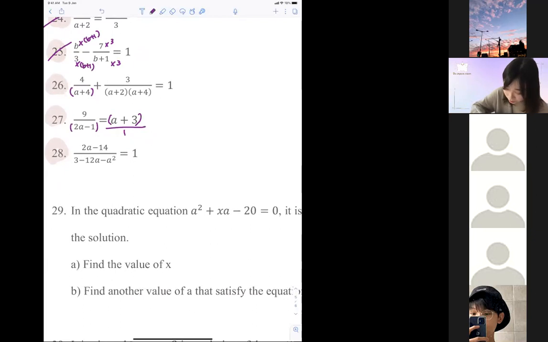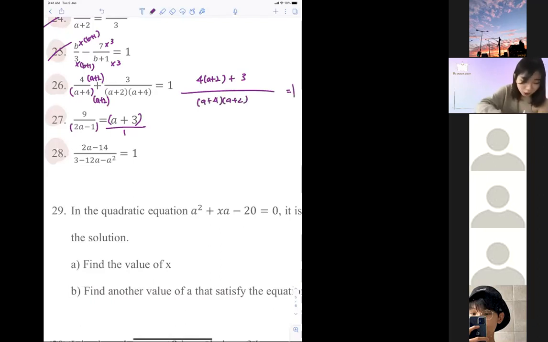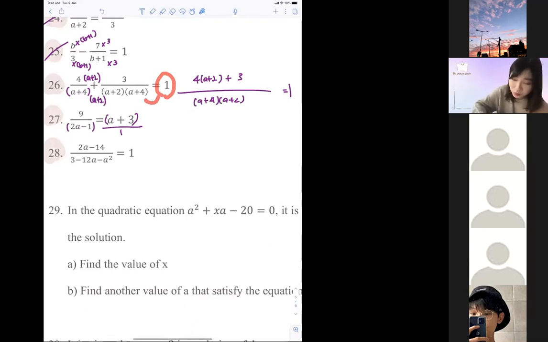So for 26, when you make the denominator the same, times a plus 2, times a plus 2, you get 4 times a plus 2 plus 3 over a plus 4 times a plus 2. Okay, then you can continue. Okay, so try not to bring the 1 over. Try to make the fraction one side, no fraction on the other side. Then cross multiply will do. It will be easier that way. Okay, then cross multiply will do.